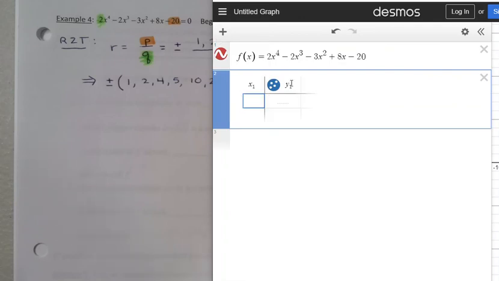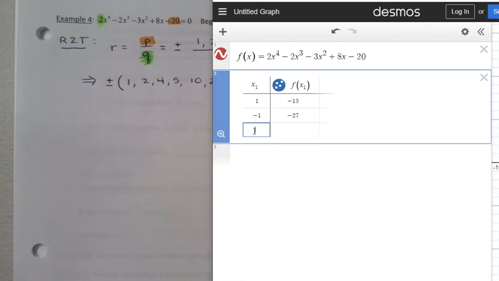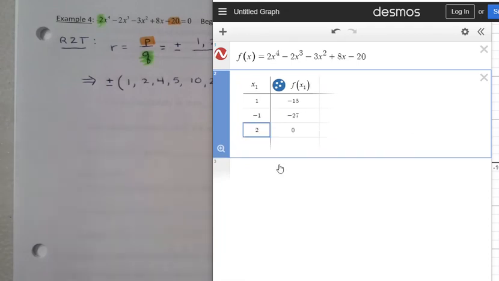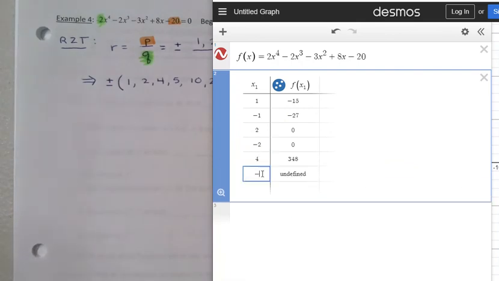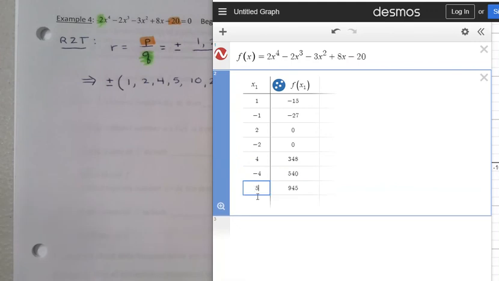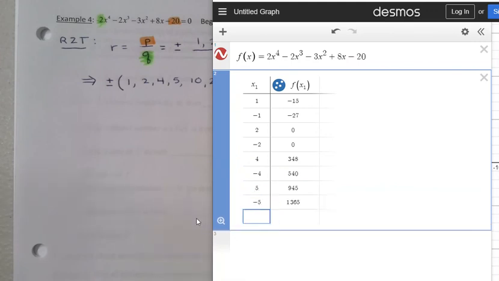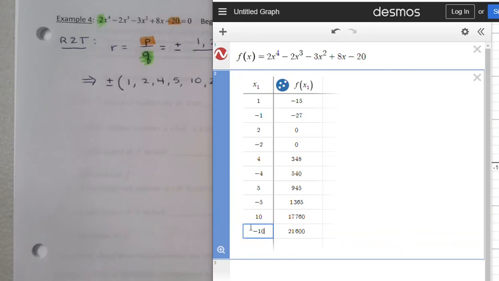plus 8x minus 20. And I'll make my table, and for each number I give it, I want it to find f of that number. See which ones give me 0. So here we go, 1 and -1. 2 worked. You can't see it, but I am putting 2, 0 in my table. -2 also worked. Nothing else so far.